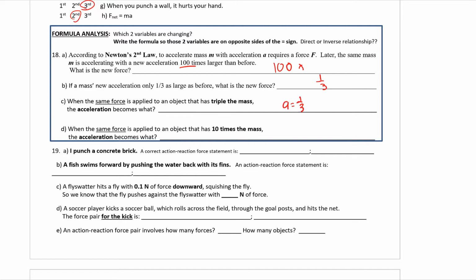The same force is applied to an object with 10 times the mass. What is the acceleration? Well, you got the same force, so the force is a 1. The mass is 10 times, so that's a 10 times the acceleration. So you got to get that alone, divide by 10. And what you get is that the acceleration is 1/10 of what it used to be. So 1/10 times. That's a 10. Acceleration is 1/10 what it used to be.